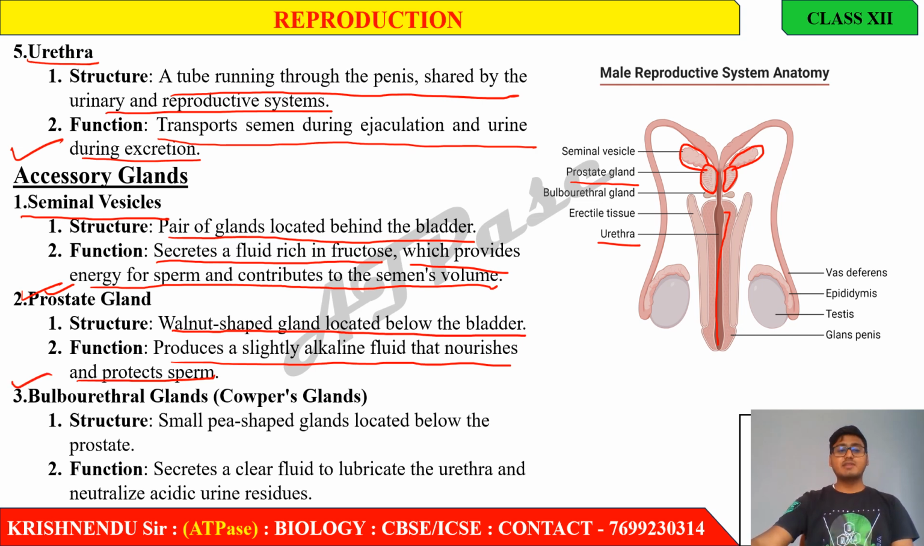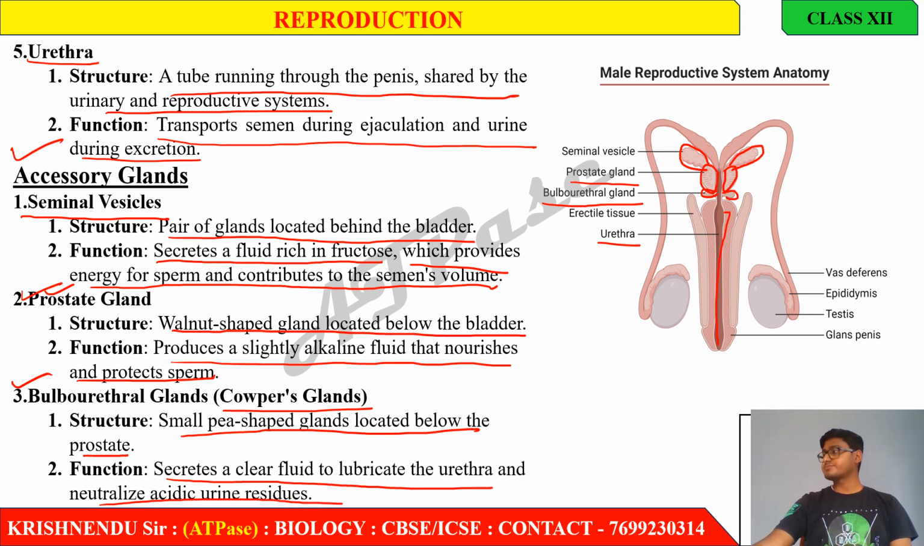Next, bulbourethral gland. This is also known as Cowper's gland. Here you can see the bulbourethral gland. This small gland is known as the bulbourethral gland. Structure: a small pea-shaped gland located below the prostate. And what is the function of this? It secretes a clear fluid to lubricate the urethra and neutralize the acidic urine residue.